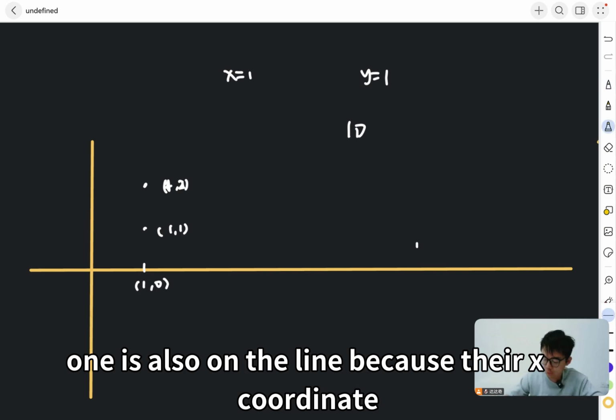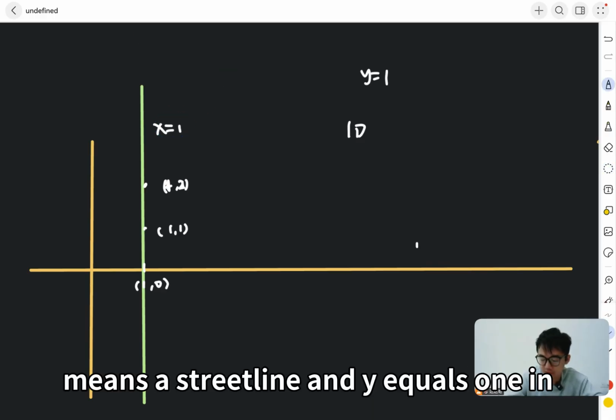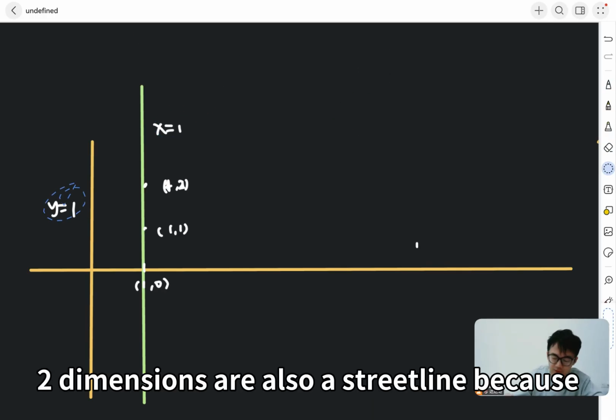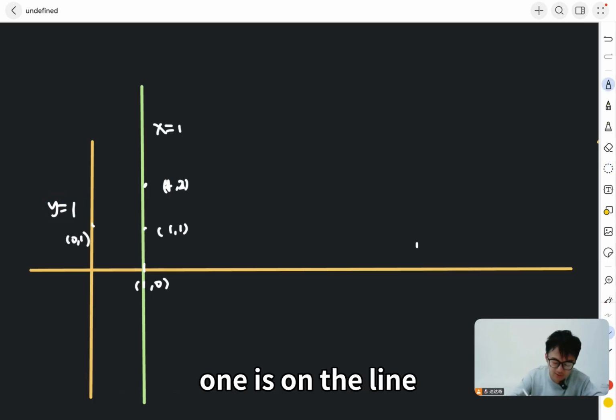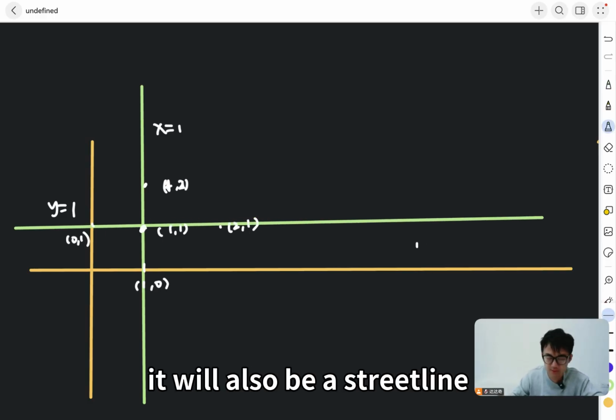Because their x coordinate is all 1. So x equals 1 in 2D means a straight line, and y equals 1 in 2 dimensions is also a straight line, because (0, 1) is on the line, (1, 1) is on the straight line, and (2, 1) is on the straight line, and if I extend them, it will also be a straight line.